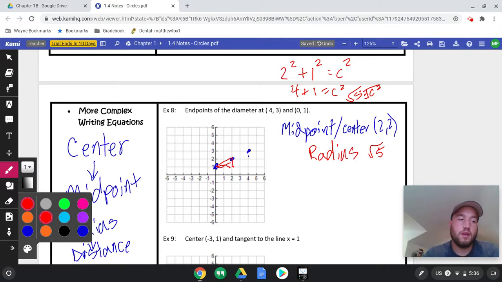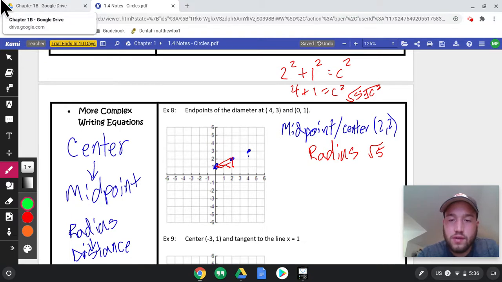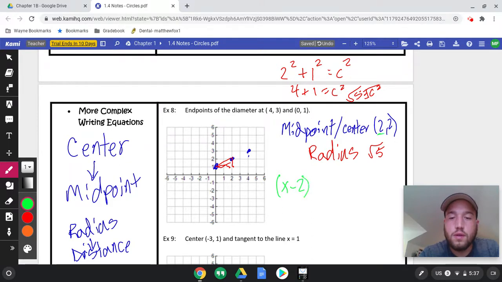So now we have enough information, and we can write what our equation is. We'll always start with the quantity x minus 2, and we'll square that, plus y minus 2, and we'll square that, equals whatever our radius is squared. The square root of 5 squared would give us just a 5.